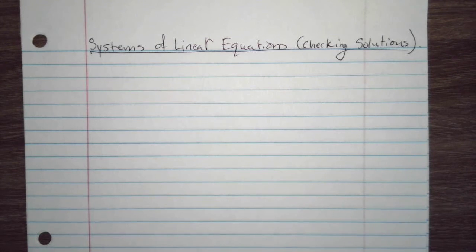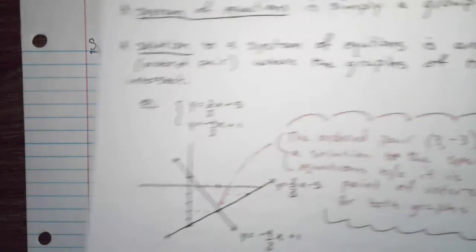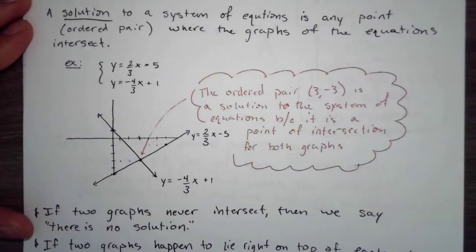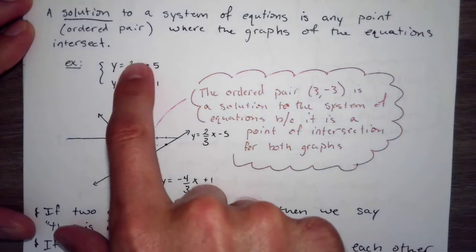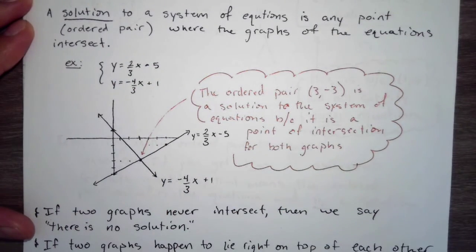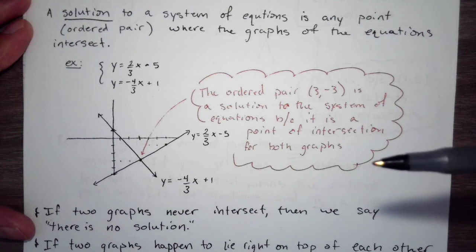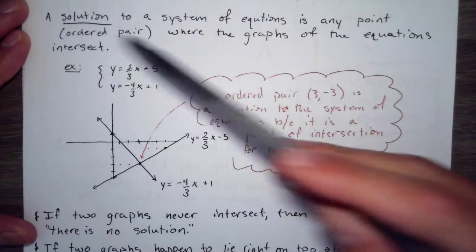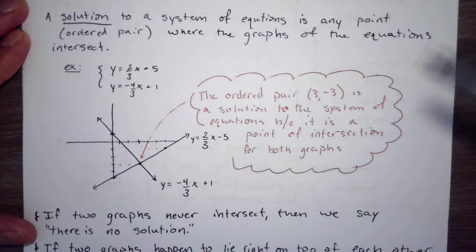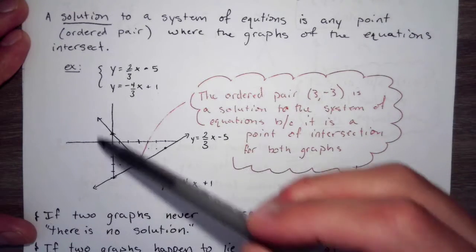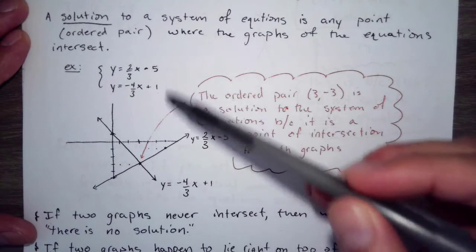All right, let's take a look at systems of linear equations. Just to refresh your memory, a system of linear equations is just a group of linear equations. It could be a group of two or more, but in this case, we're only going to be dealing with two equations at a time. A solution to a system of linear equations is where the graphs of the equations intersect.